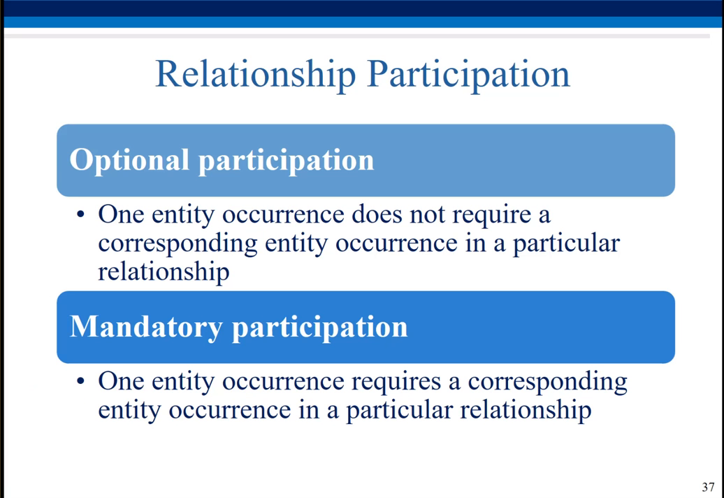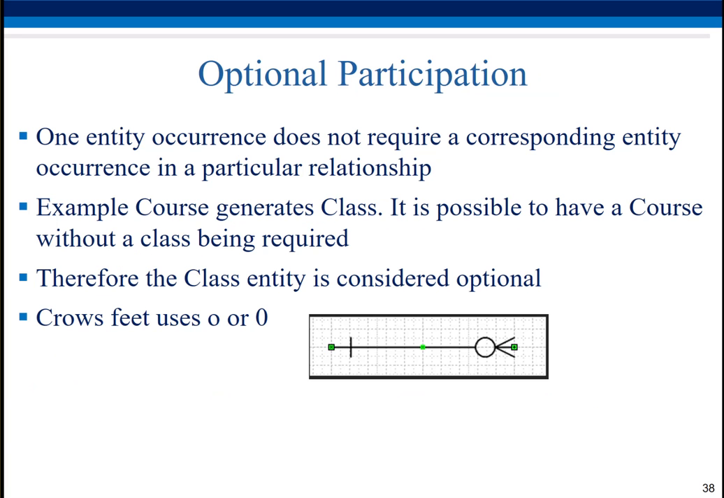So we have optional participation. One entity occurrence does not require a corresponding entity in a particular one, and mandatory, it does require it. I know we're saying a lot of the same things in here, but hopefully that will help you to fully understand that. So now we have our optional participation.